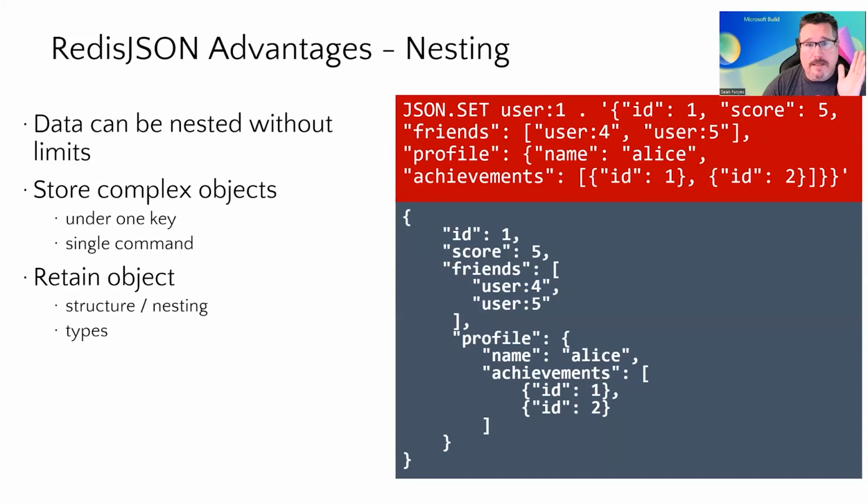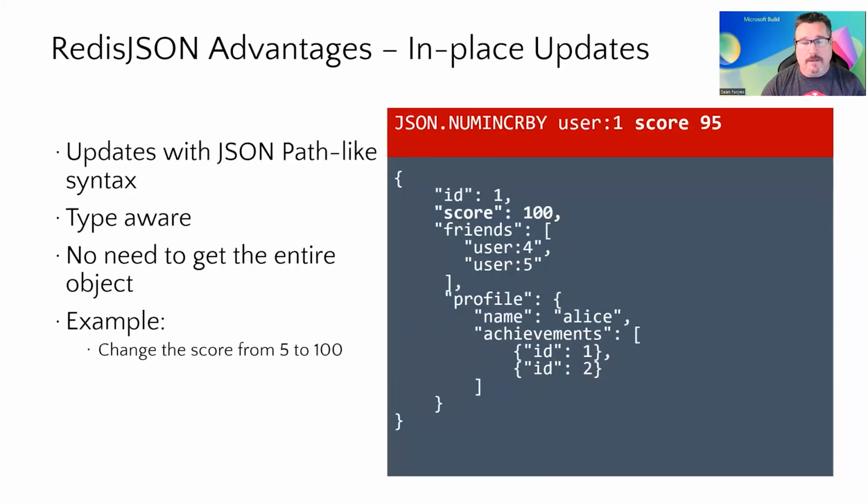So the beauty of using Redis JSON is that we can do nested elements and use JSON exactly like we would normally, exactly like the data coming into our system, or the data coming from our clients, might be. You can store these complex objects under one key, and you can store them with a single command.